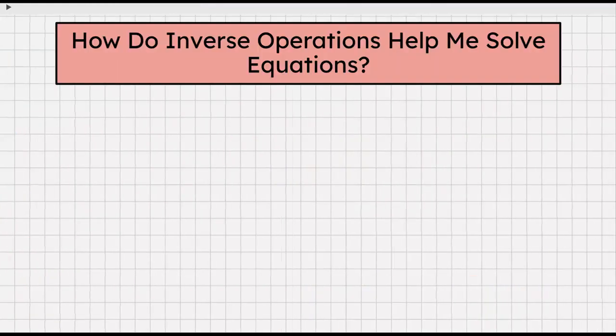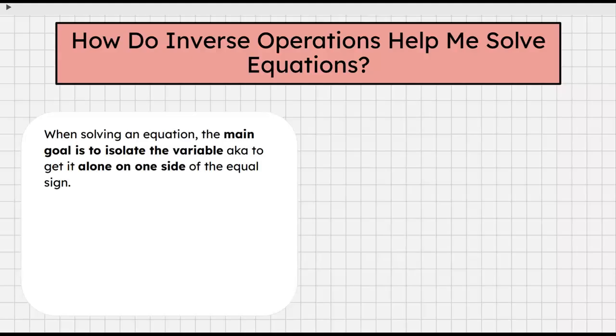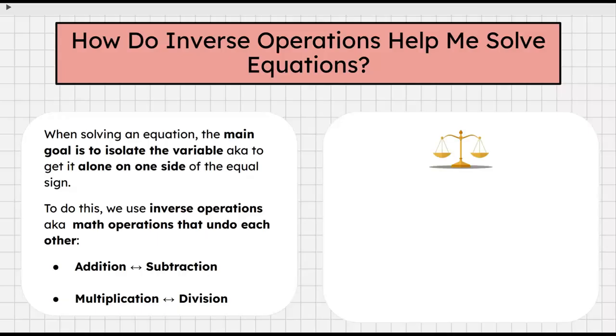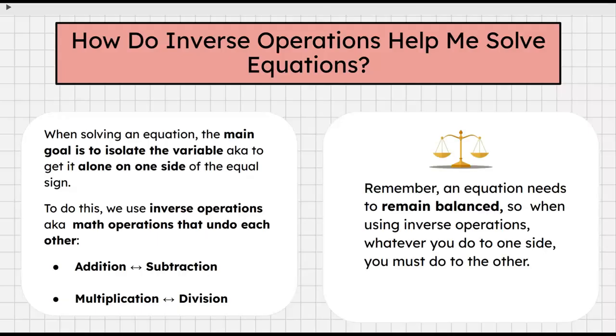How do inverses help us solve equations? Well, when solving an equation, the main goal is to isolate the variable, or to get it alone on one side of the equal sign. To do this, we use inverse operations, aka math operations that undo each other. So, addition and subtraction are inverses, and multiplication and division are inverses. It's also important to remember that an equation needs to remain balanced. So when using inverse operations, whatever you do to one side, you must do to the other.